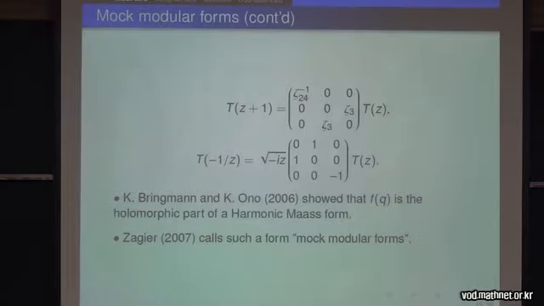What Zagier means by mock modular forms is this: there is a q-series, some infinite series, and after adding some integration of theta functions, if it becomes a harmonic Maass form, then we call it a mock modular form. That was the definition given by Zagier.